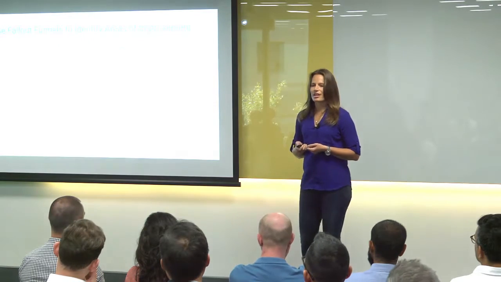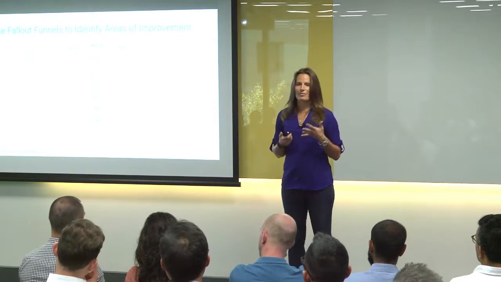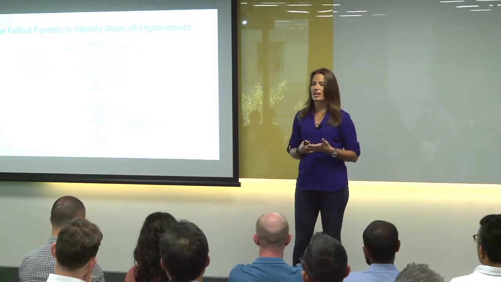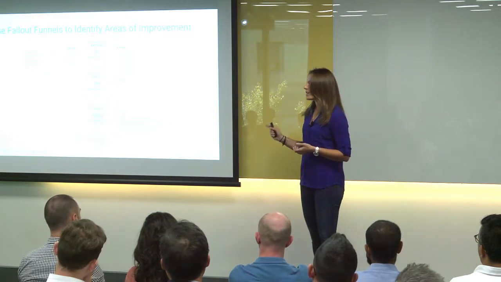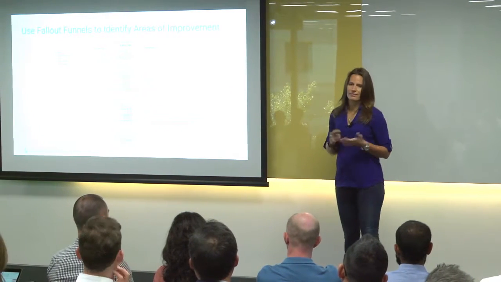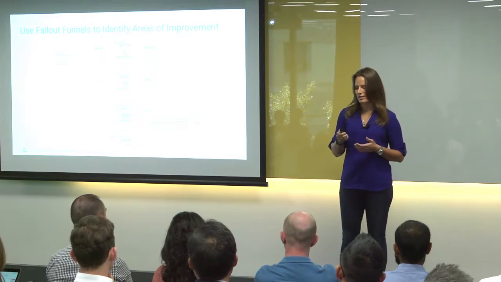So I mentioned this earlier, using fallout funnels to identify places that you can optimize. I just wanted to bring it up again, though, as a report in GA to focus on. Very, very valuable report to find areas that really do need some more emphasis and more optimization.